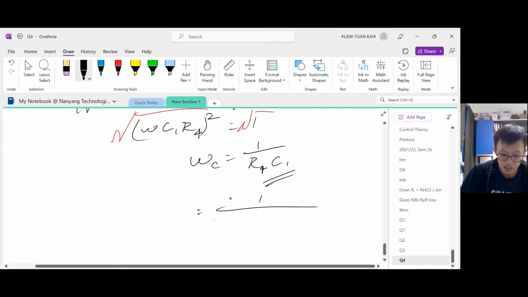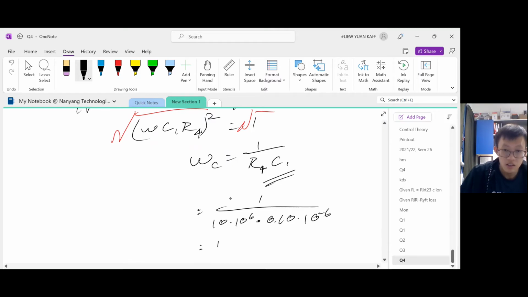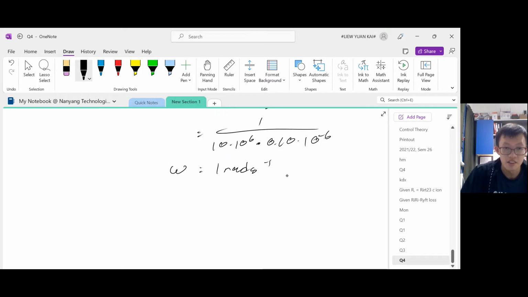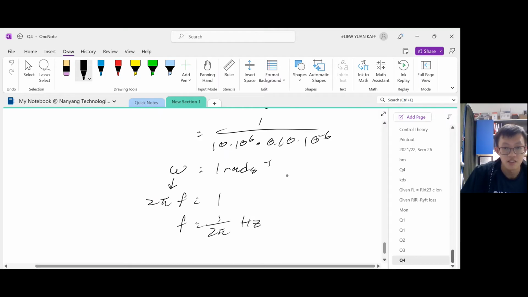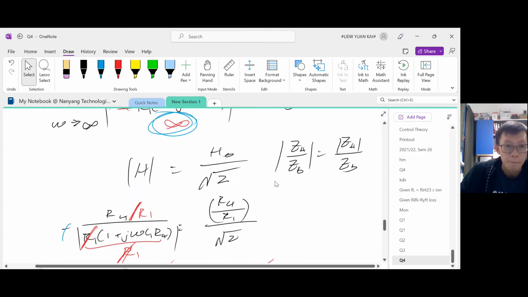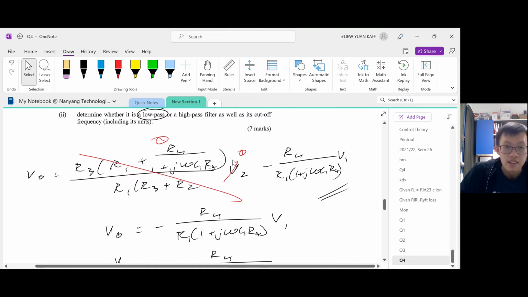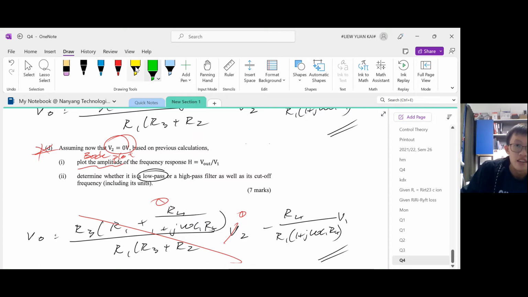So now you sub in the values. So 10 mega ohms multiplied by 0.1 microfarads. You should get 1 radian per second. And then if for some reason you're a demon, you want to change this to hertz, omega is equal to 2 pi f, which is equal to 1. Then you make f the subject, you should get 1 over 2 pi. This is hertz.